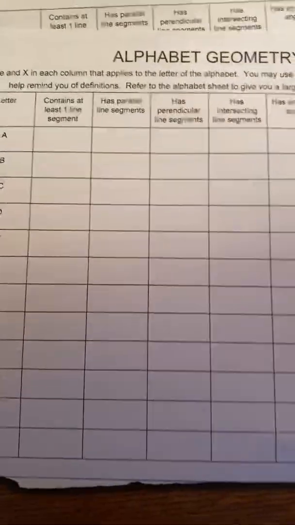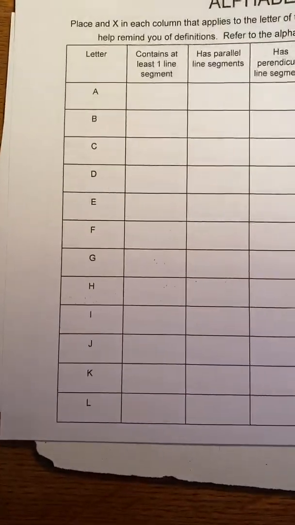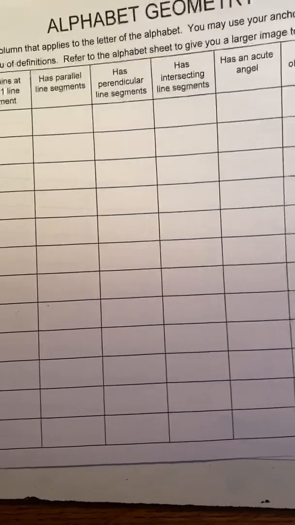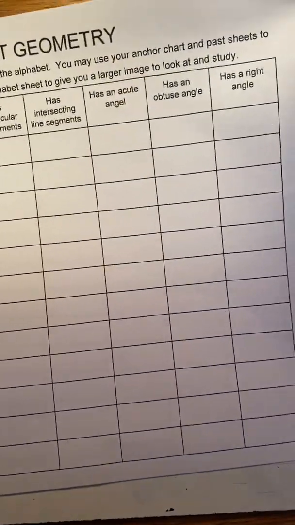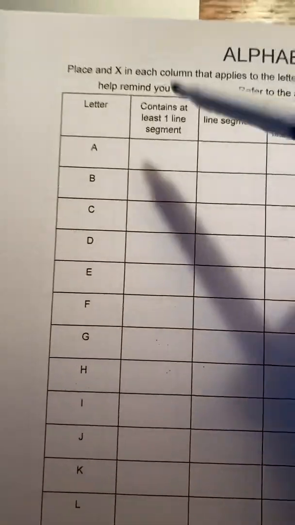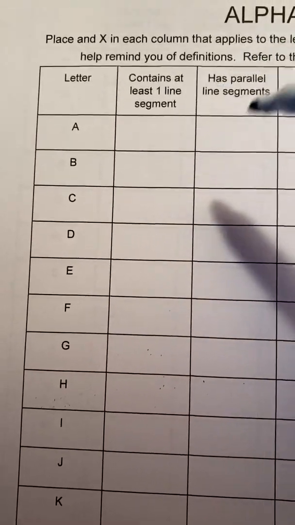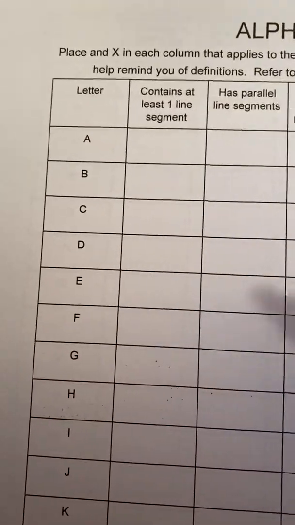And you'll see too that this is the second set of sheets that I gave your folks, and they're also in Google Classroom. There's a chart here, and it goes through all the letters of the alphabet, and it lists across the top different types of geometric shapes we've been talking about this week. Your task is to look at those letters and figure out, does A have at least one line segment in it? And if it does, put an X right there in that column.